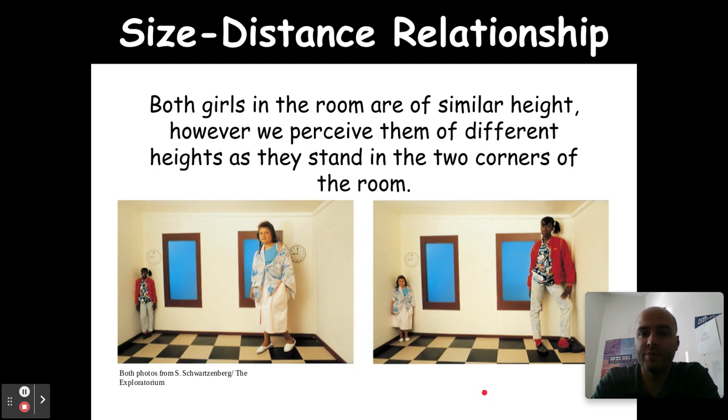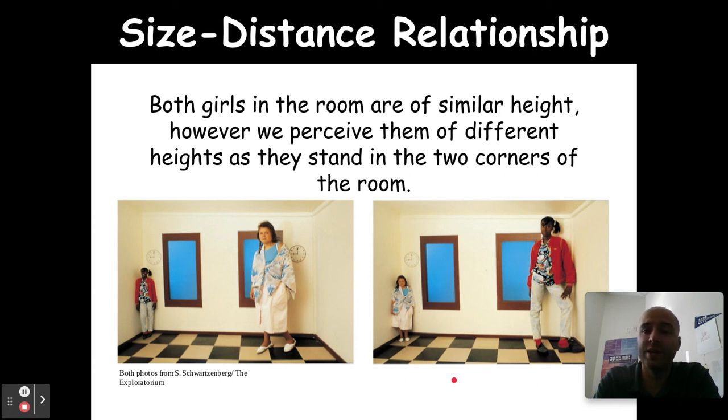And finally, we have the Ames room, where both girls in the room are similar height, about the same size. However, we perceive them to be of different height as they stand in the two corners of the room. So maybe some of you have been to a museum like this before, where based on the angle that you're looking at this room, you can make one person seem very small and one person seem very large. And you can do that to both of them, right? But what we've done here is we've taken away context from our brain, and we don't realize that this room is not a square. It's a different shape, and that the heights of the ceiling are different. But it tricks our brain into thinking that these people are much different sizes when they're actually not.